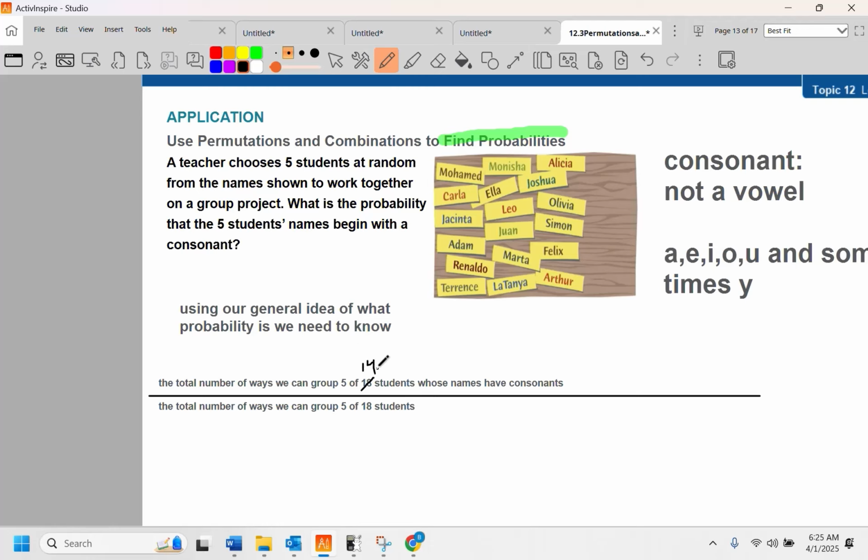That should be a 14. I only counted 14 names with consonants. But are there 18 students? There's 6.